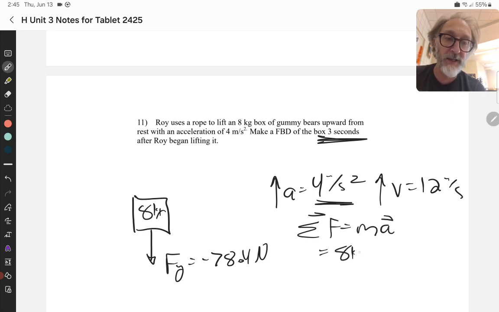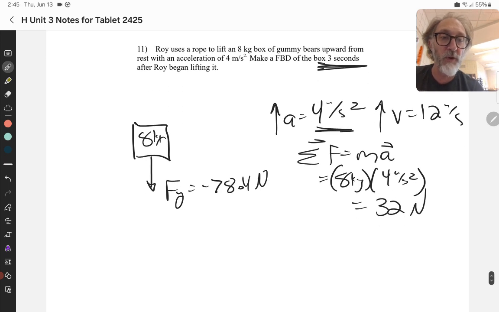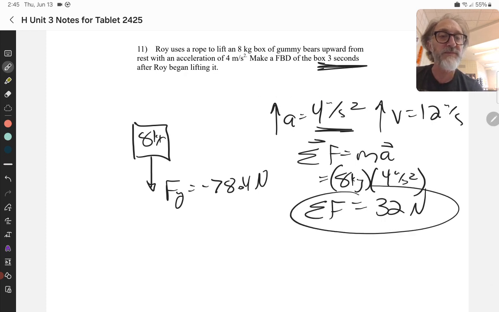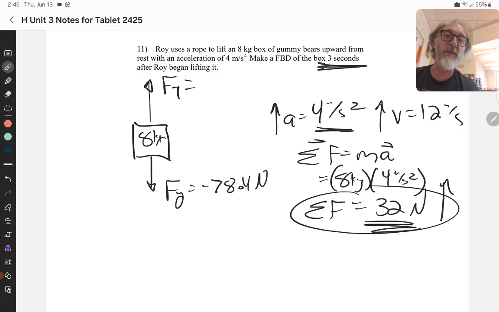So I've got an 8-kilogram thing accelerating at 4 meters per second squared. That gives me 32 newtons. Please notice that is the net force. So what other force is on my drawing? It's got to accelerate upwards, so I need an upwards force. Oh, that's the force of the rope. Remember, force of rope we call tension. And so the question is, what does it need to be to make this my net force?